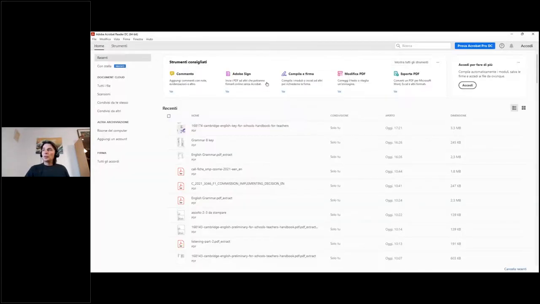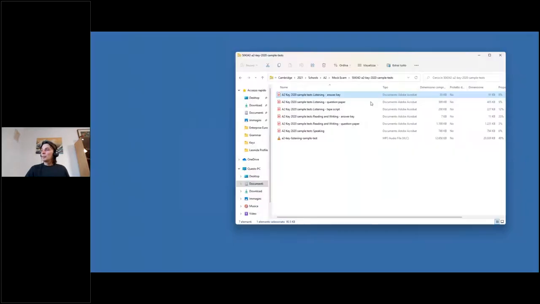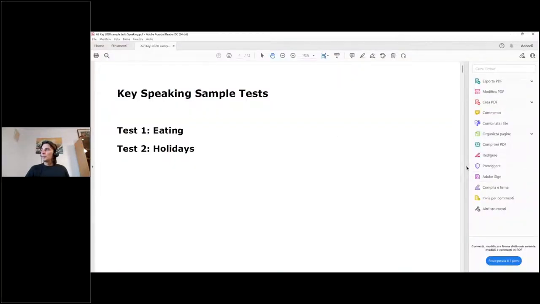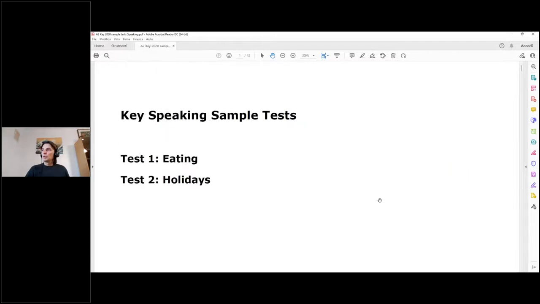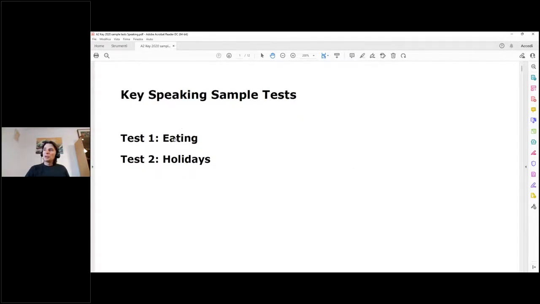Also, the next part is the speaking exam that we have to do. It is this one right here, sample test speaking. So I'm just going to open it for you real quick, but we're going to talk about it before we get started. Tonight the test will be about eating and holidays. There are 2 tests actually, a test 1 and a test 2.